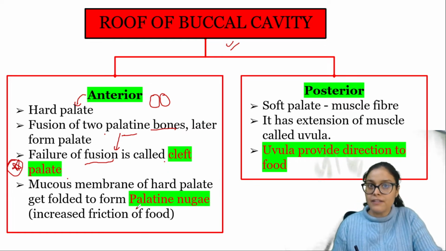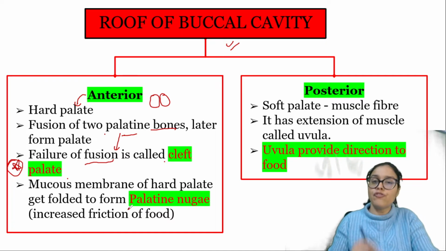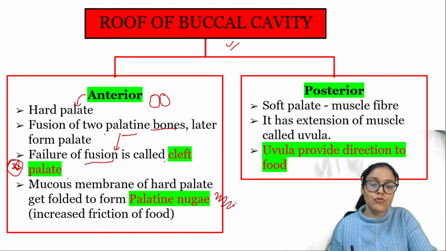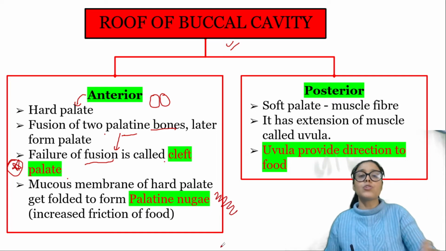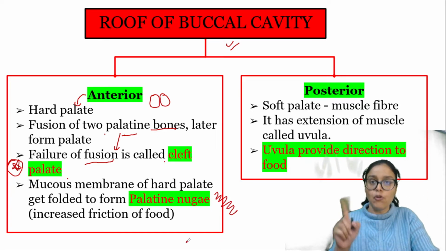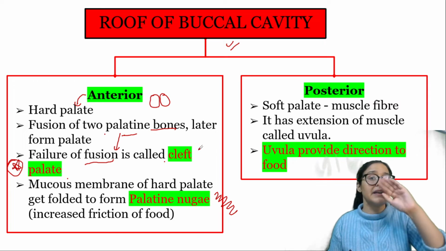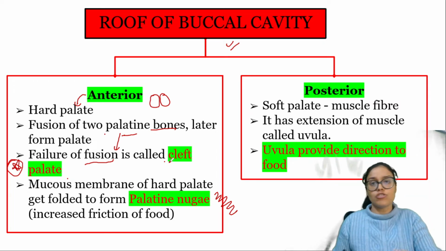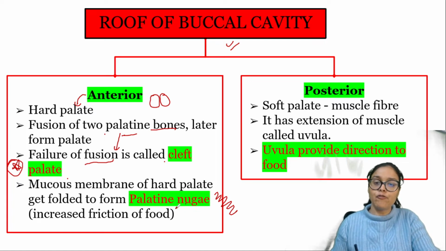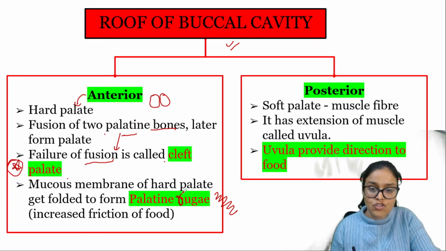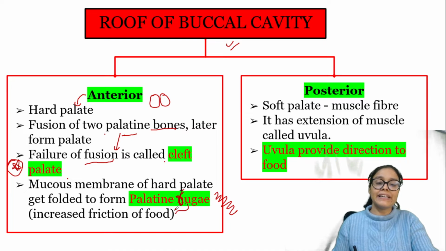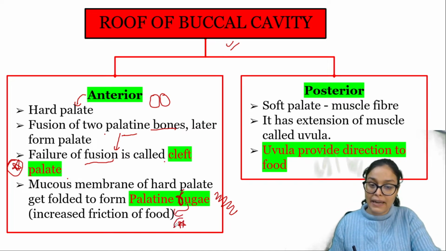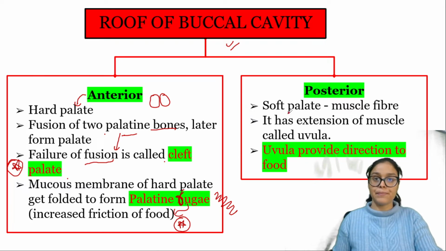And you know what? When you touch your roof with your tongue, you will feel some folds in the palate. You will feel some mucous membrane folds there, right? So obviously the mucous membrane is the layer of the palate, the skin layer of the palate. So that is having some folds. And what is the function of these palatine rugae? So they increase the friction with food. That is the purpose of palatine rugae, which you have to remember.